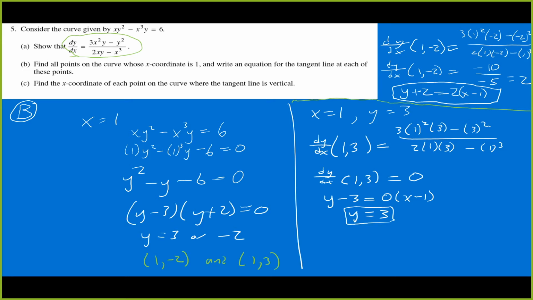Okay, same thing for the second point. We said when x is 1, y could also be 3. So if x is 1 and y is 3, I can go into our derivative and plug in 1, 3. So that gives me 3 times 1 squared times 3 minus 3 squared over 2 times 1 times 3 minus 1 cubed. If I plug all of that in, I've got 9 minus 9 on top, and I've got 6 minus 1 on bottom, so I've got my derivative is 0. If I plug that into our point-slope form, all of this right side is going to be 0, which means y is 3.